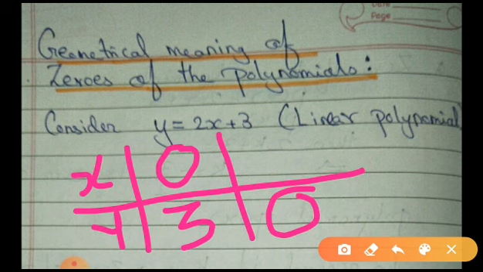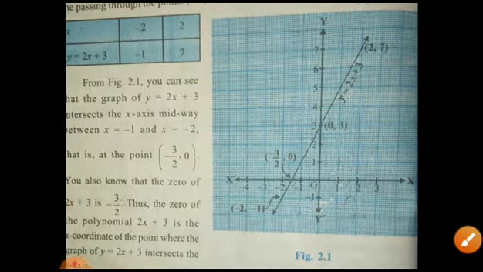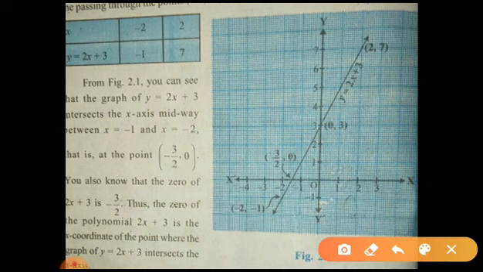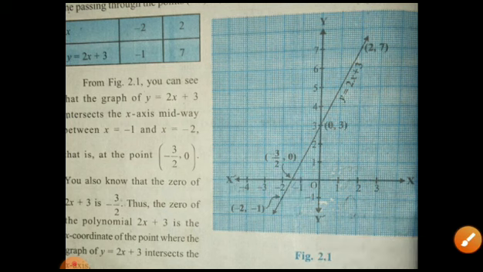Similarly, if y is 0, x will be equal to minus 3 by 2. Okay? So, those 2 points we can plot: (0, 3) and (minus 3 by 2, 0). So, we'll get a straight line. Always remember that for your linear polynomials, the graph is always a straight line.